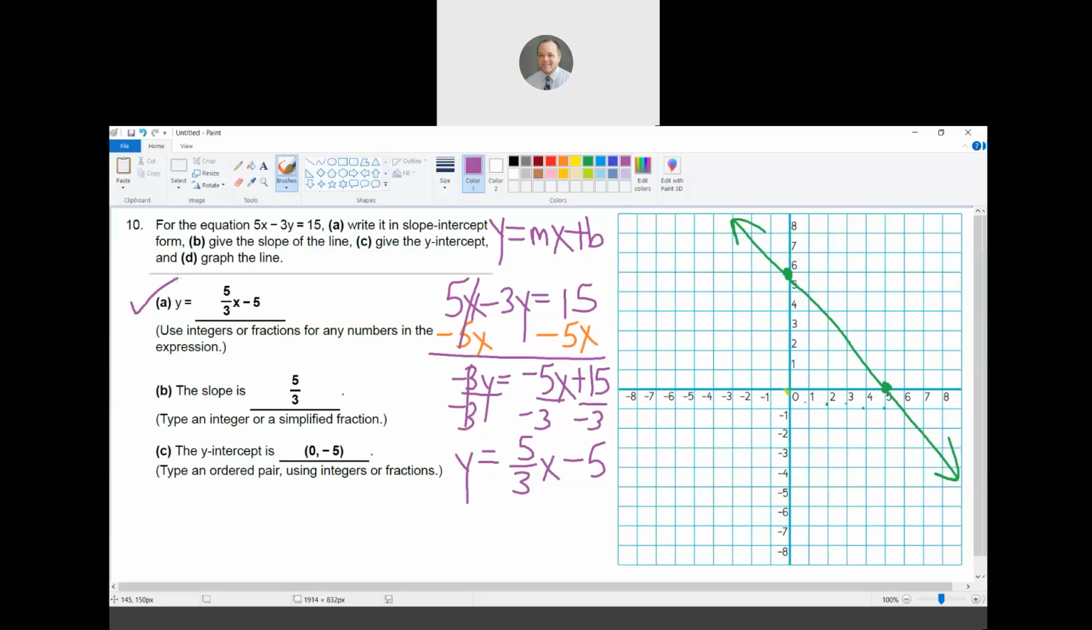Because our equation is in slope-intercept form, we can easily identify the slope and y-intercept. Remember, the slope is the number in front of your x. That's 5/3. And the negative 5 is your y-intercept. But again, when we plot the y-intercept at negative 5, that's actually an ordered pair 0, negative 5. So don't just put negative 5. You got to express it as an ordered pair.